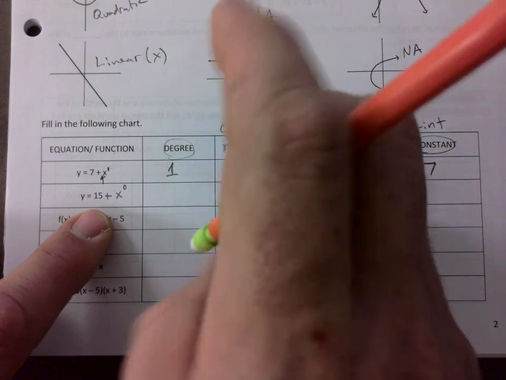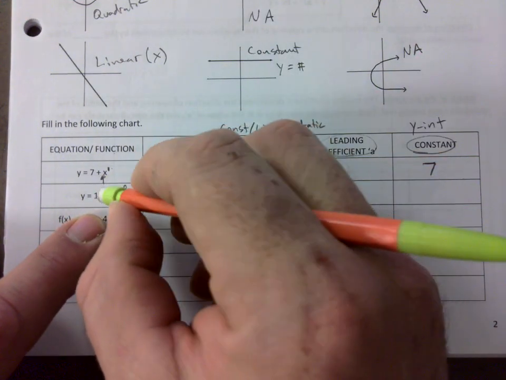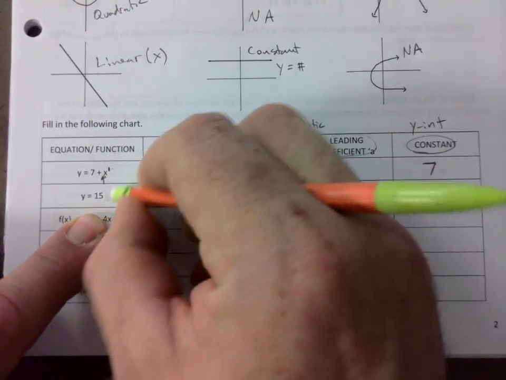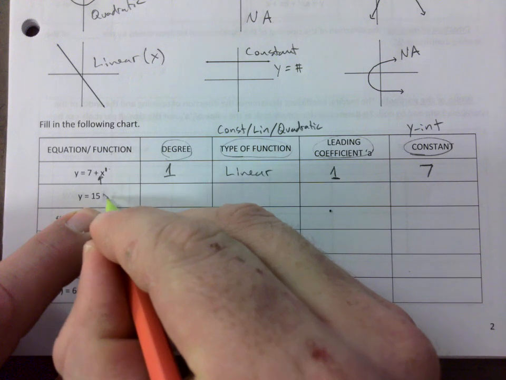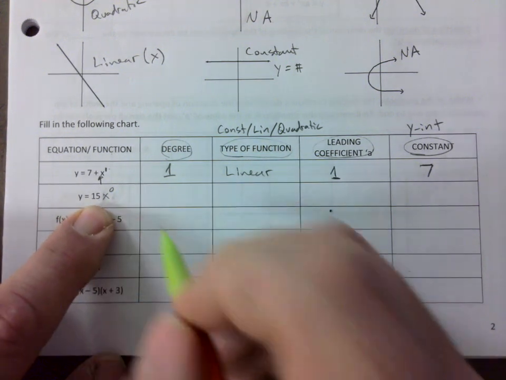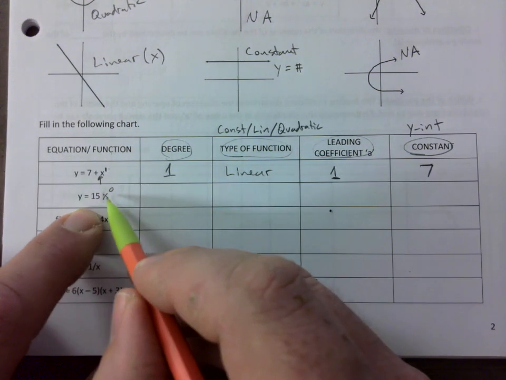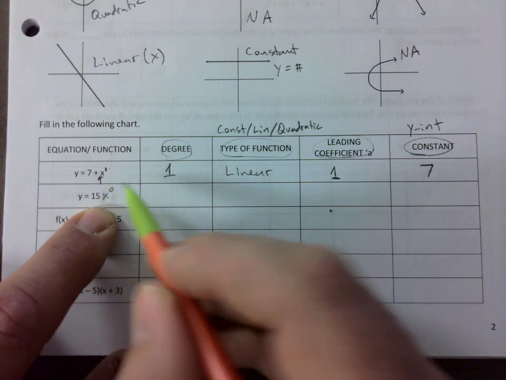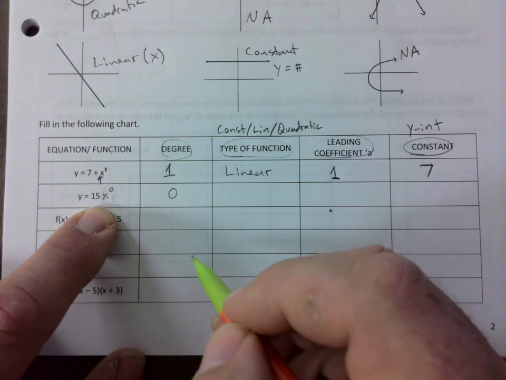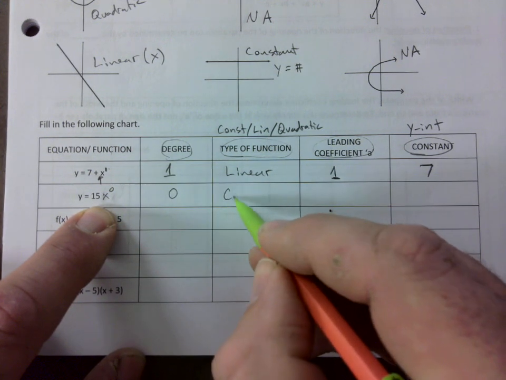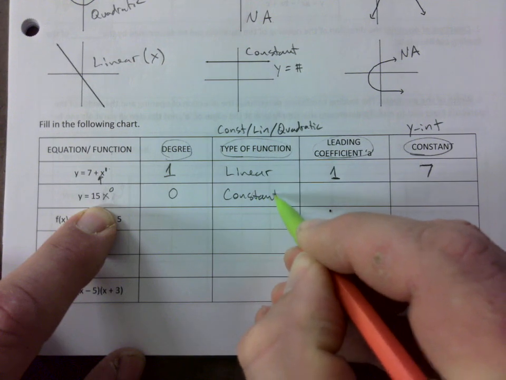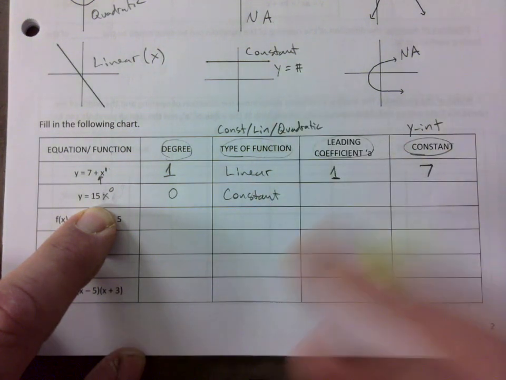Oh, sorry. I didn't mean to put plus there. That's my bad. This was supposed to just say it has an x to the 0 attached to it, which is just 1. That's why you get 15. So the degree of this is 0. This is a constant function because it has no variable.